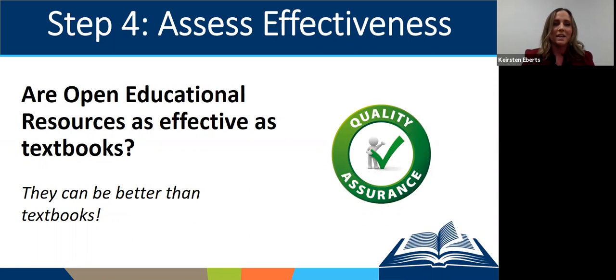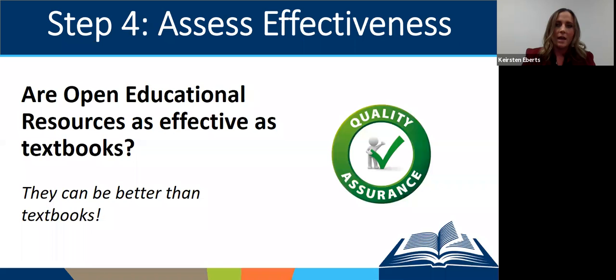Right, so assessing the effectiveness. Are open educational resources as effective as textbooks? From our stance, they can be even better than textbooks. We have developed a process for assessing the effectiveness of open educational resources. We encourage you to do the same at your institution.